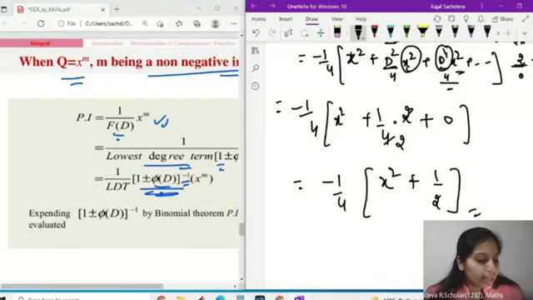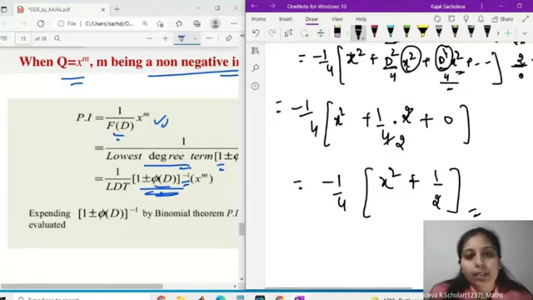So likewise, we can find any solution of PI when we have e raised to power x form, sin(ax + b) form, cos(ax + b) form, or x raised to power m form, or their combination also. If we get a combination of these, just apply them one by one, find PI, then combine them. We will get the required answer.